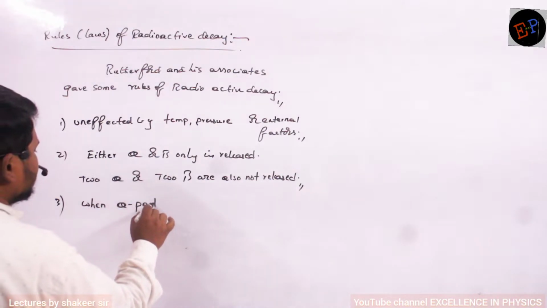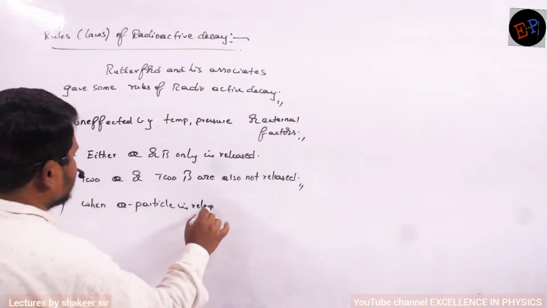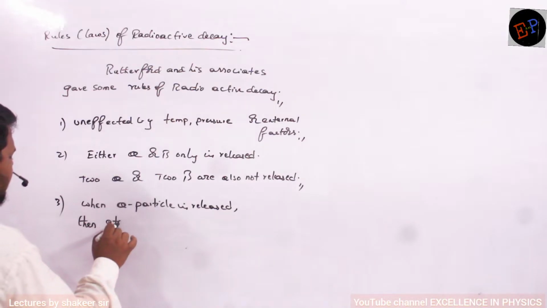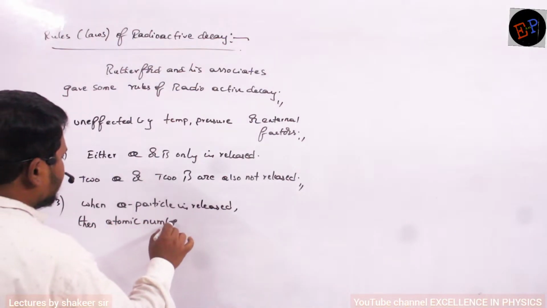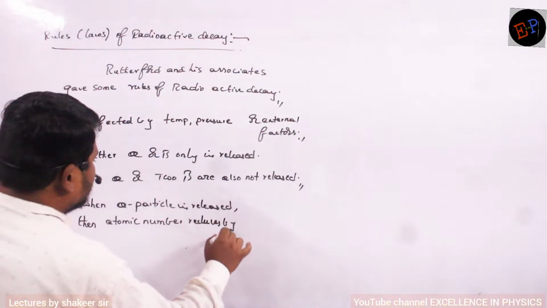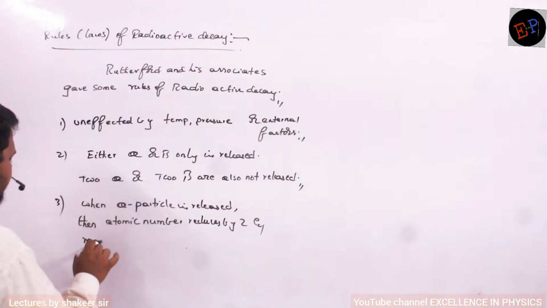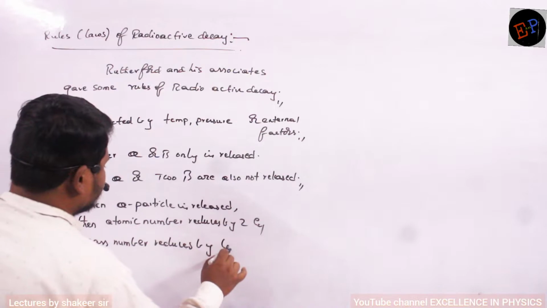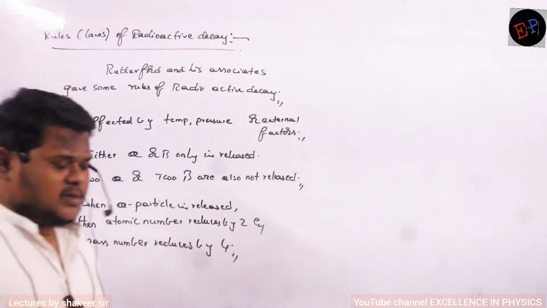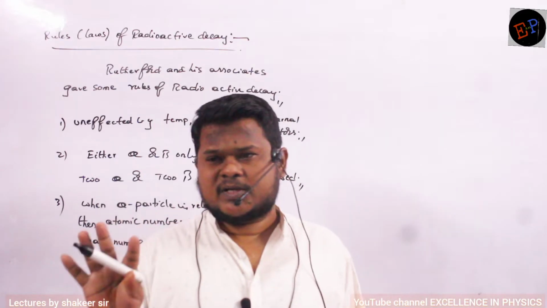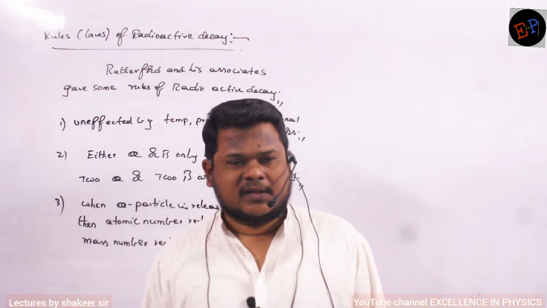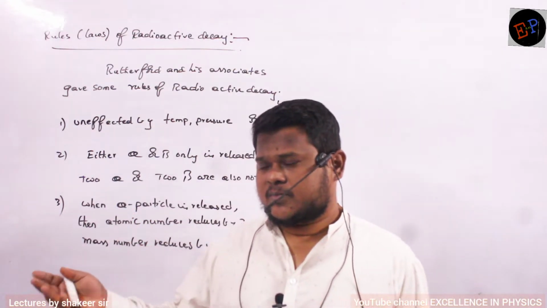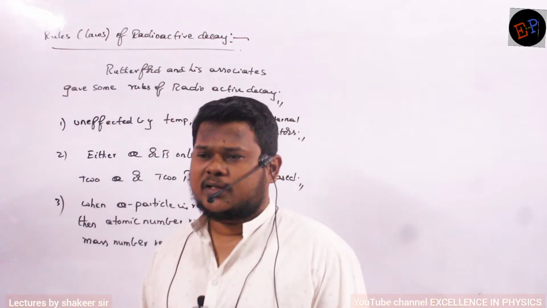Okay, so the third property is when an alpha particle is released, the atomic number reduces by 2 and the mass number reduces by 4. Because a helium nucleus has mass number 4, no? What is the mass of helium? 4 atomic mass units. And what will be its proton number? 2 protons will be there. So when an alpha particle is released, the mass number reduces by 4 and the atomic number reduces by 2.